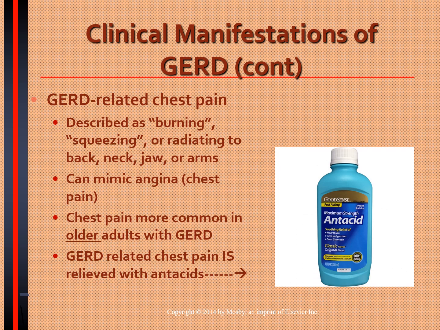So like I was saying, GERD-related chest pain is described as burning, squeezing, or radiating to the back, neck, jaw, or arms. This really mimics angina, which is that chest pain. Really, angina, or the chest pain, is relieved with antacids, it's GERD-related. So chest pain is the most common in older adults with GERD, and GERD-related chest pain is relieved with antacids.